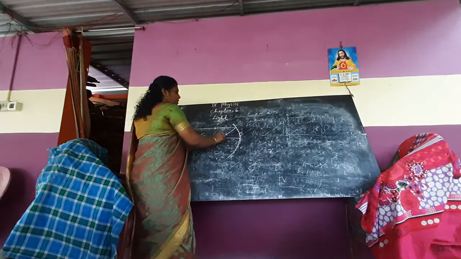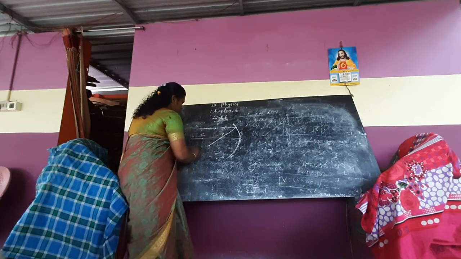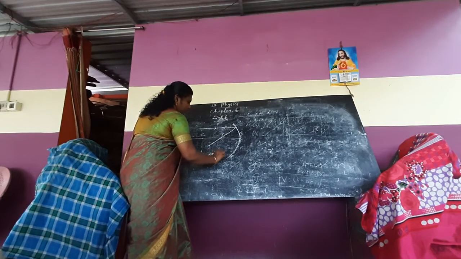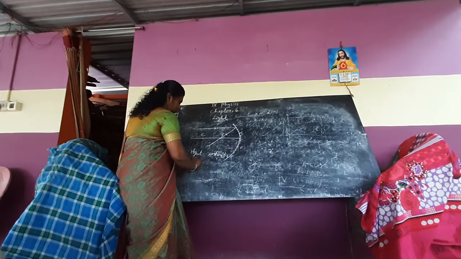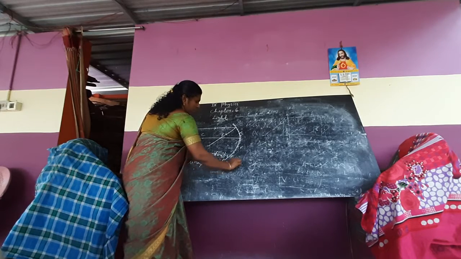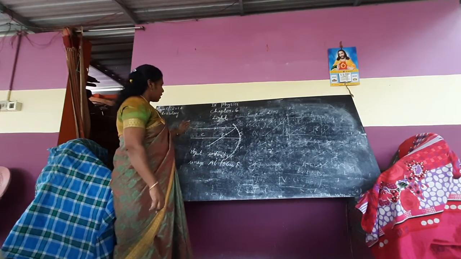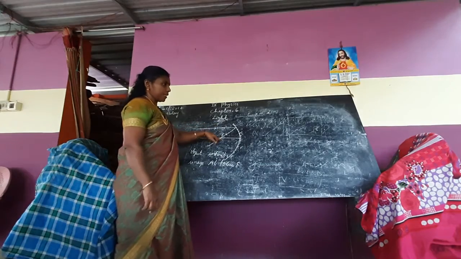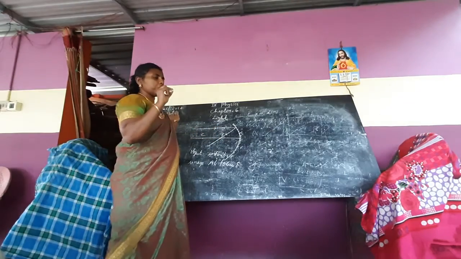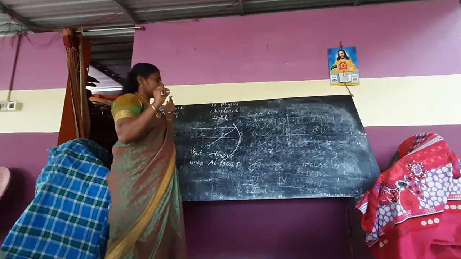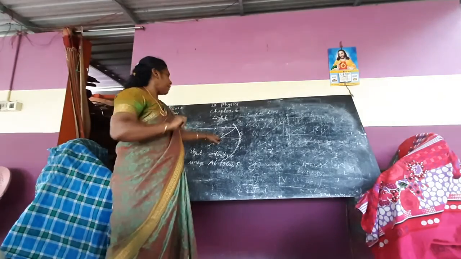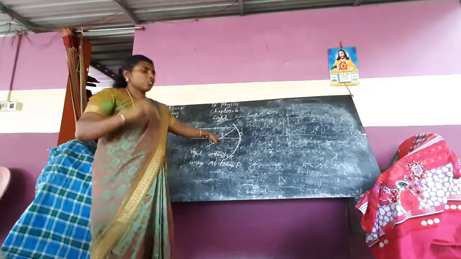We will get the image at the focus here. So you have to write object at infinity, image at focus F. So where the object is at infinity, the image will be at the focus F. A point-sized, diminished image you will get. Why? Because the object is at infinity, far distance object, so the image will be a point. Like that you get a point-sized, diminished image.